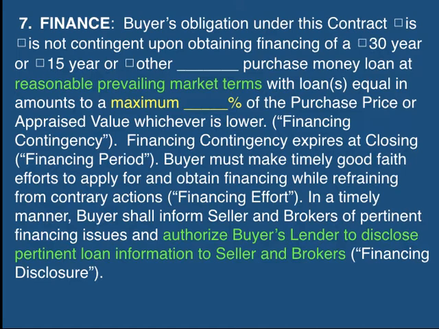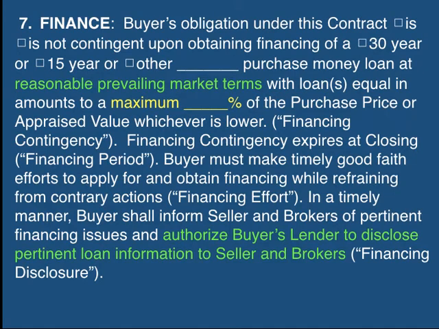Then they talk about reasonable prevailing market terms. What's reasonable to you might be one thing. What's reasonable to me is another thing. So be careful. If you have a buyer who has indicated to you they are not going to pay over a certain percent interest rate, you need to put that in the contract. And there's a special addendum, it's called Clauses for Amendment, it's a state form, that has a section in it for you to address that.